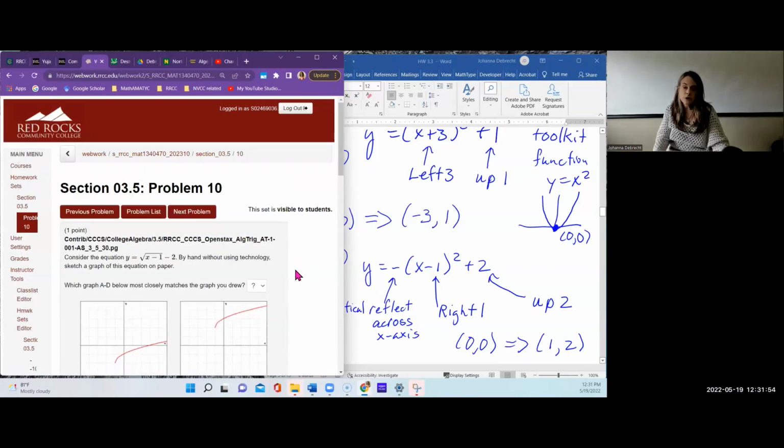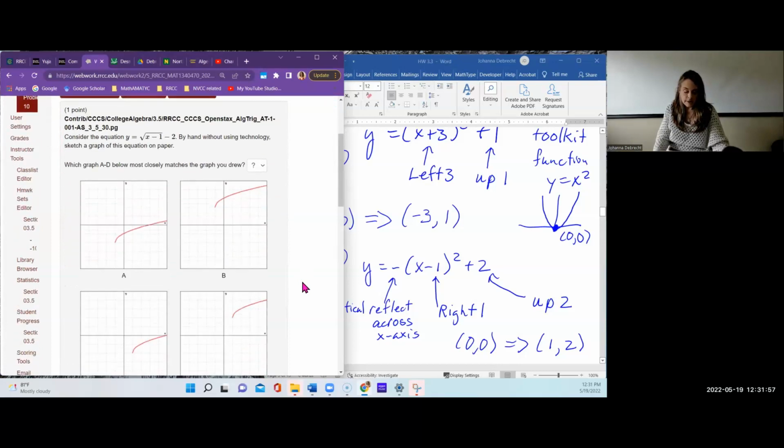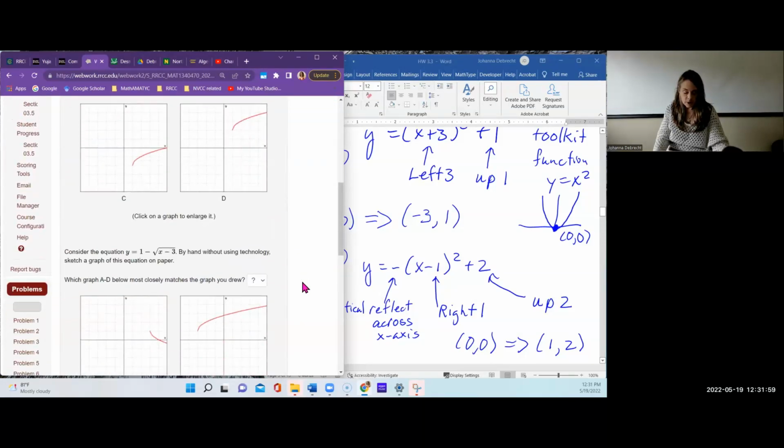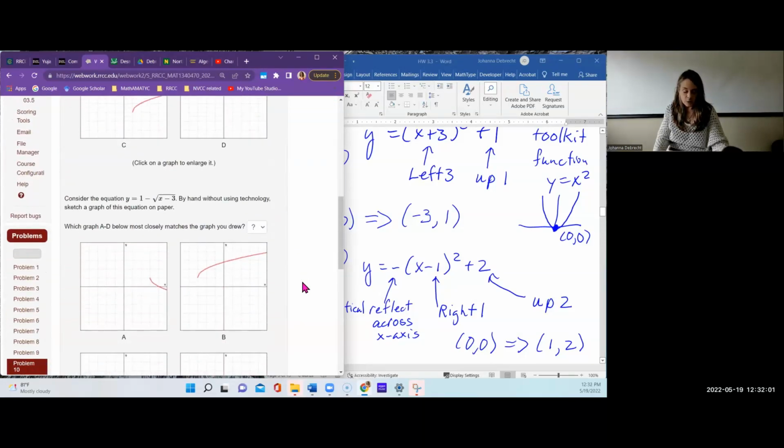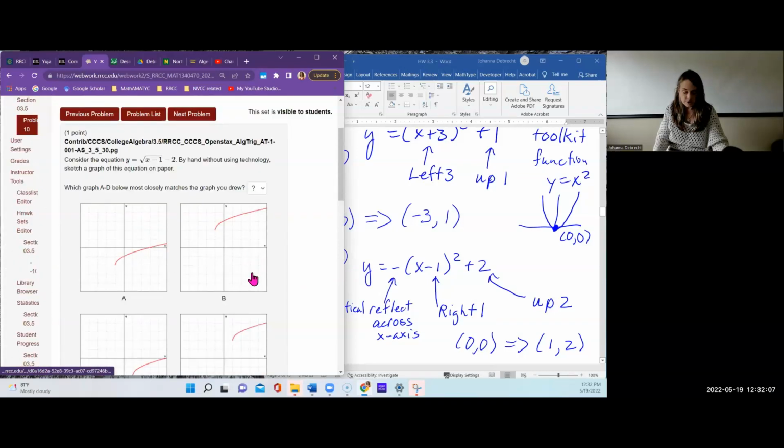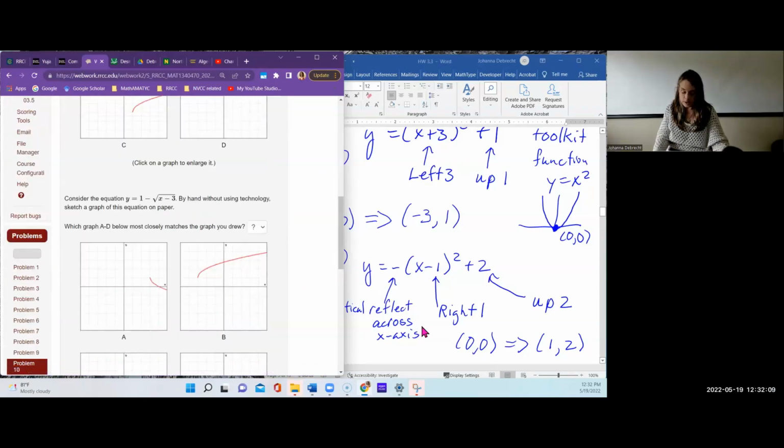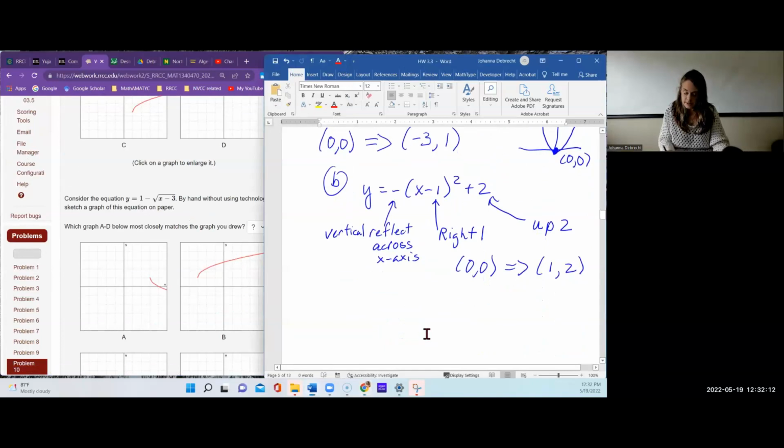I'm going to leave you to do the next toolkit function. This is very similar to the previous problem that we've drawn, and we have one here which looks the same as well. One thing that I do want to note on this particular problem, which is number 10, is on part B. Let me write down what this is so that you can be sure not to miss this.